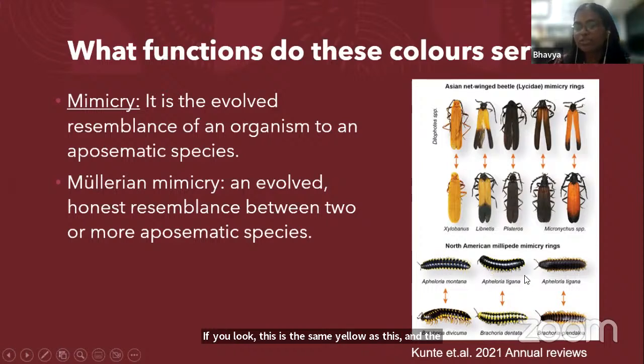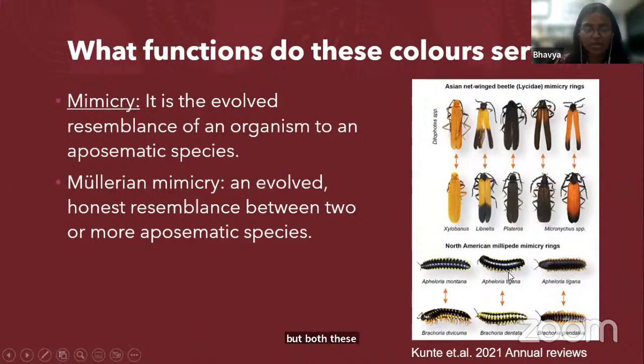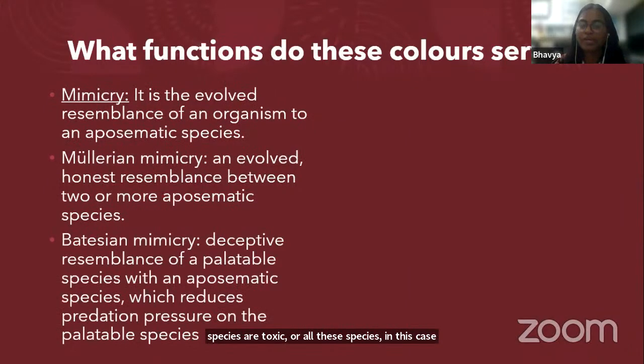And we also see this in the case of millipede mimicry rings, where we have the same color pattern that is shared across different species, but both these species are toxic, or all these species in this case are toxic. Another kind of mimicry, which I said I'd be talking about, is Batesian mimicry, which is a deceptive resemblance of a palatable or an edible species with a toxic aposematic species. And this reduces the predation pressure on the palatable species as well.